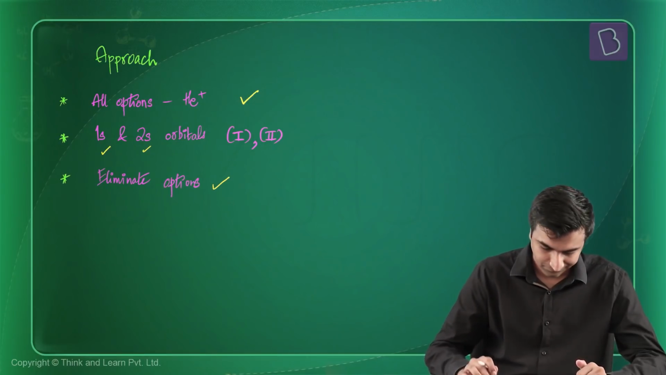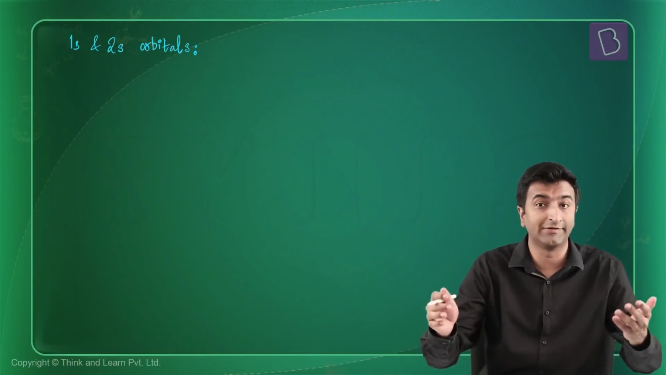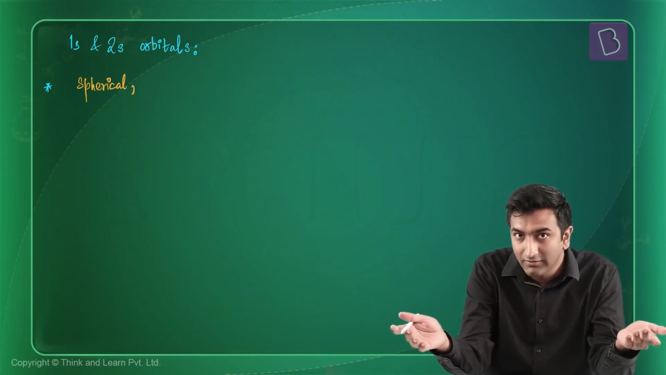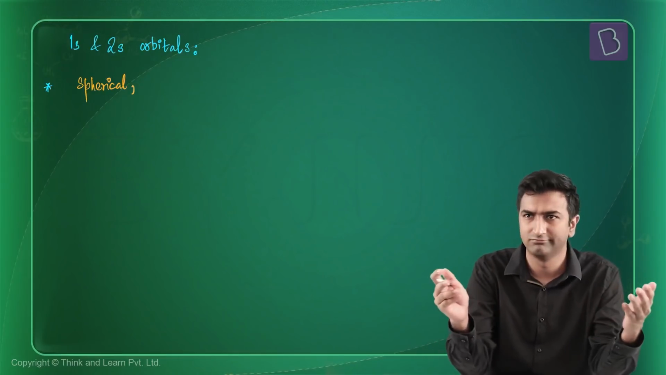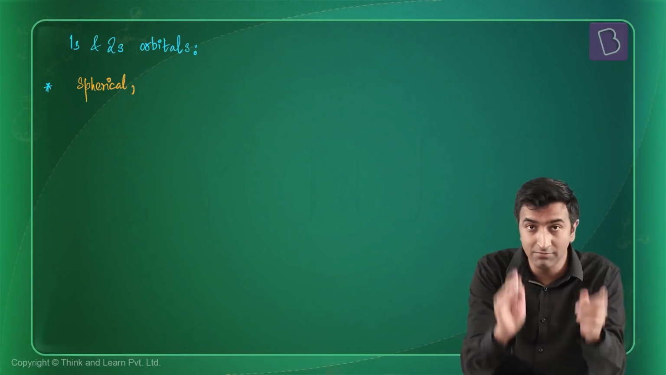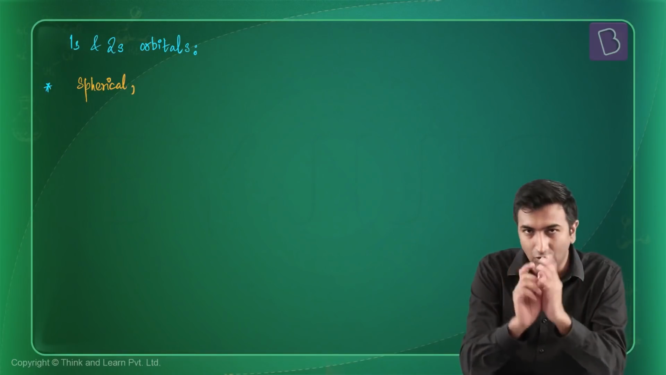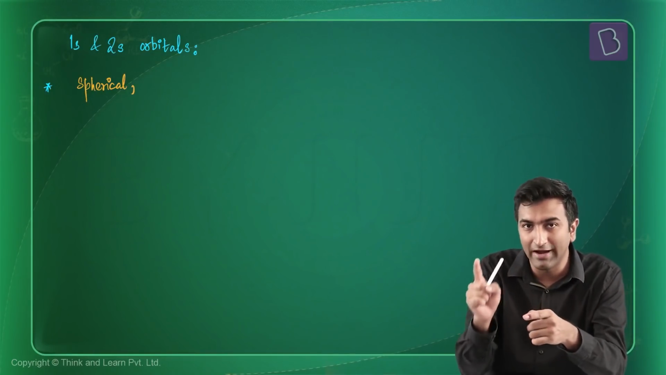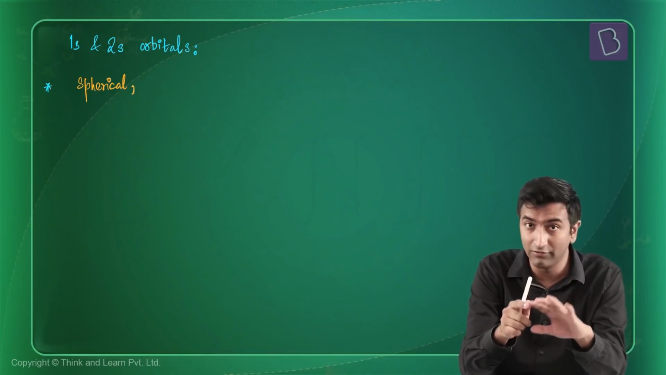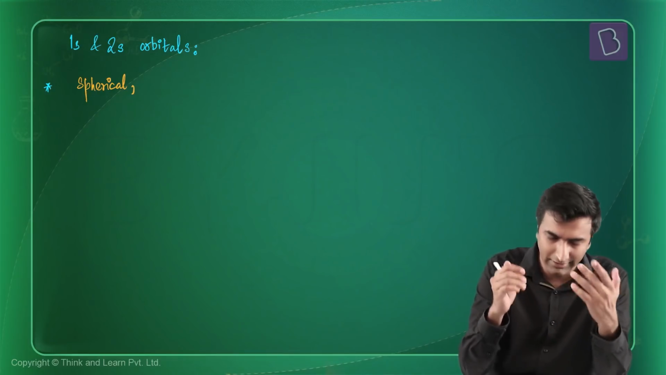Let's get started right away. So what are the 1s and 2s orbitals like? They're both spherical. That's the first thing you need to know. Simple idea, but the most important starting point. What we're going to do is only look at the first and second column and arrive at the answer. We won't even look at the third column. I'll tell you why. It's a trick.